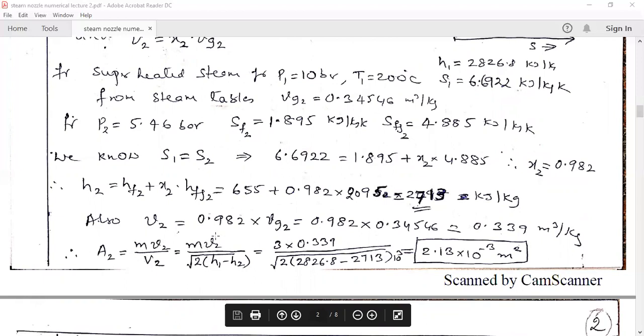So 3 into v2, which is 0.339, divided by square root of 2 times h1 minus h2. So h1 is 2826 and h2 is 2713. Please don't forget to multiply by 10 power of 3. Then you will get the area as 2.13 into 10 power of minus 3 meters square.